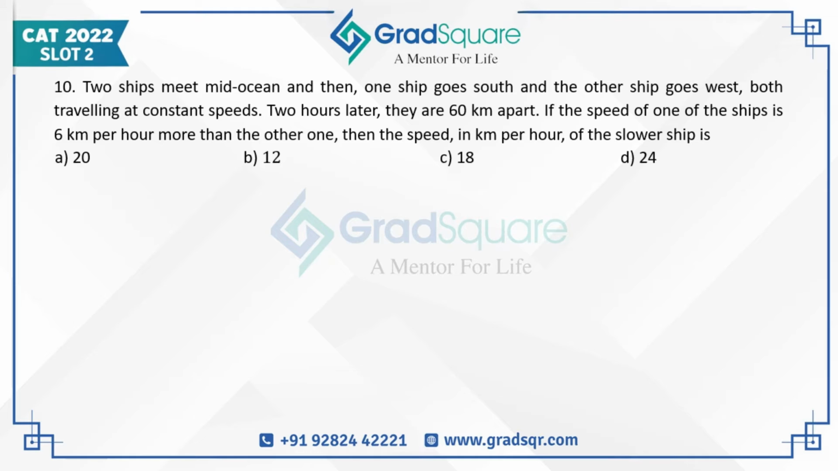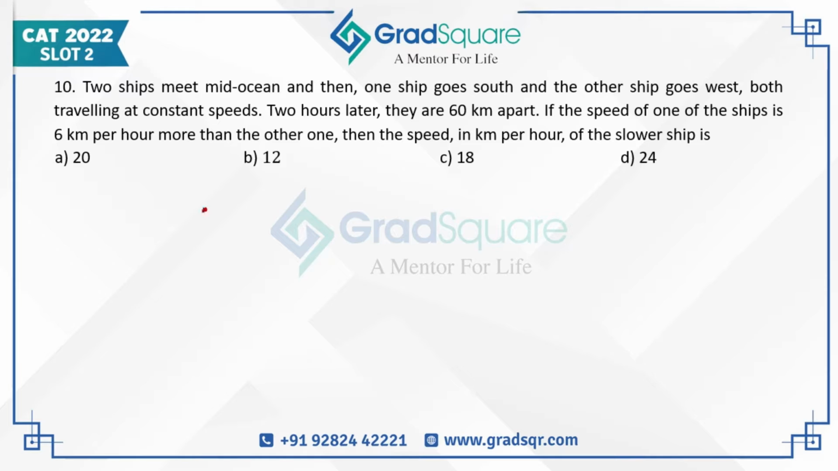In this question, it is given that two ships met mid-ocean and then one ship goes south and another ship goes west, both traveling at constant speed. Two hours later, they are 60 km apart. If the speed of one of the ships is 6 km per hour more than the other one, then the speed in km per hour of the slower ship is asked.